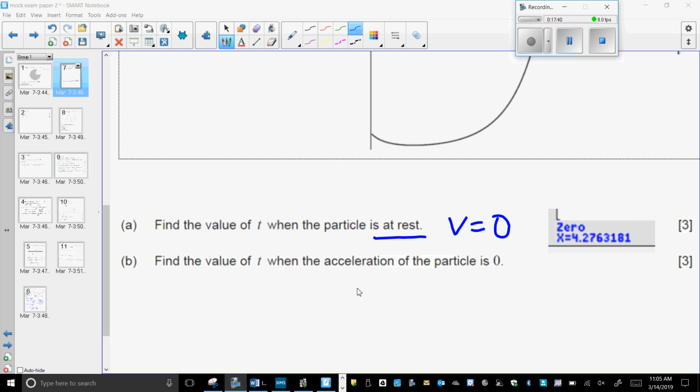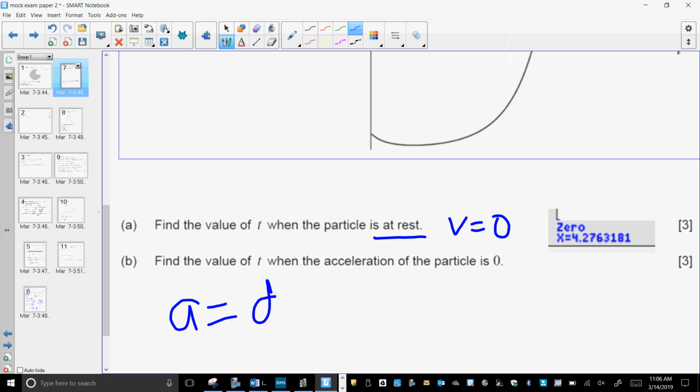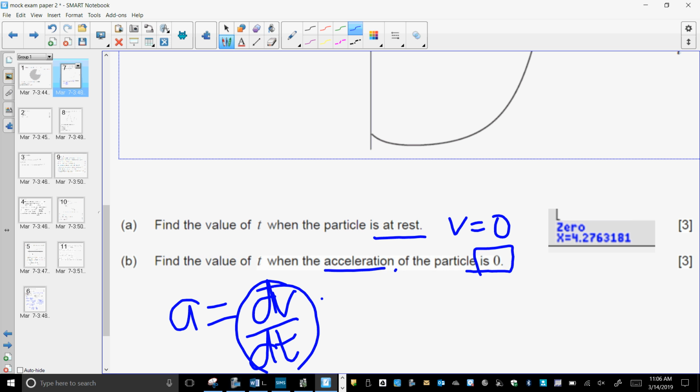So it says find the value of t when the acceleration of the particle is 0. So we remember, don't we, that the velocity and acceleration are connected. So the acceleration is the derivative of the velocity. So if the acceleration would be 0, it means that the derivative would be 0. In other words, it would be the minimum value of this function. Hopefully you understand all that. So because the acceleration has to be 0, that means that the derivative is equal to 0, and we know that derivatives, when they're 0, indicate the maximum and minimum values.